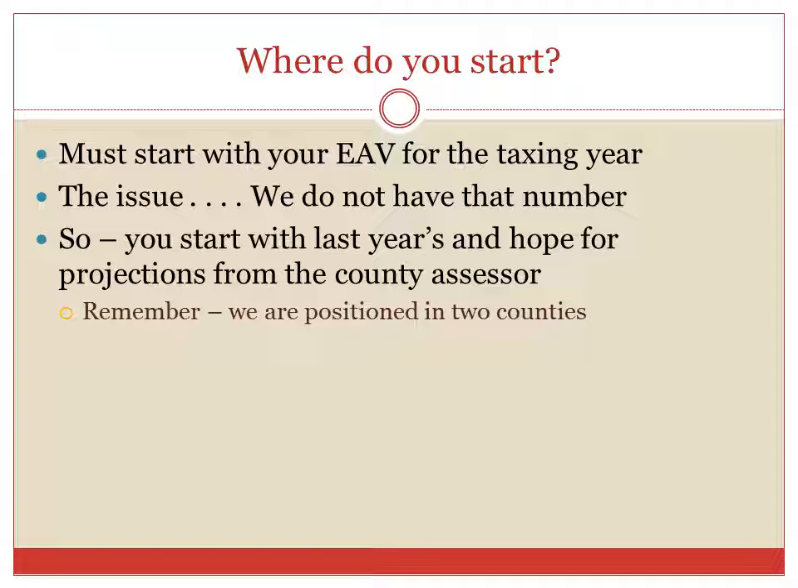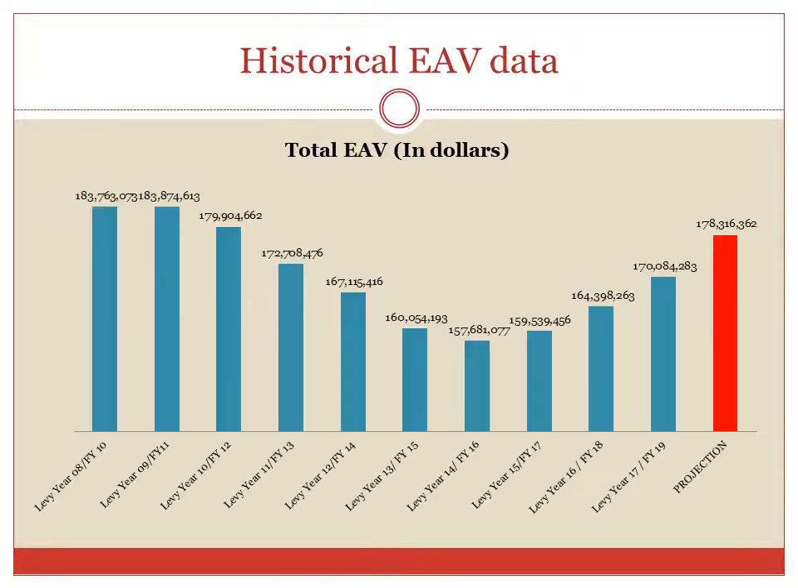The issue for us is that we don't have a firm number to start with. So the whole process is really a guess. And so for us, we look at what our historical EAV is, and you can see that we've kind of followed the economy and we took a deep dip and now we're kind of climbing ourselves out. And then we confer with our county assessors, and in our district, we are both in Winnebago and Ogle County. And then we take a guess at what the EAV might be for next year.